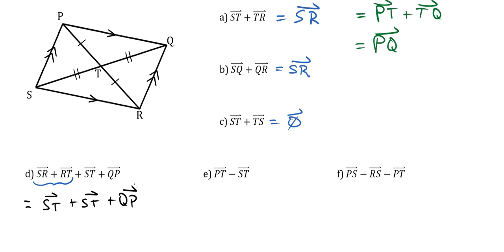Those certainly are not tip to tail. Vector ST plus vector ST, is that 2 vector ST? Maybe, but we want something a little bit more interesting to be able to call that. What could you call that?